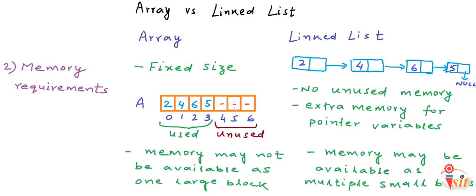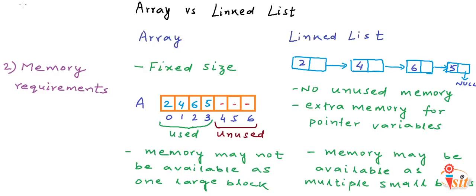So this is also one cost which is not there with linked list. So we need to keep these constraints and these requirements in mind when we want to decide for one of these data structures for our requirement.